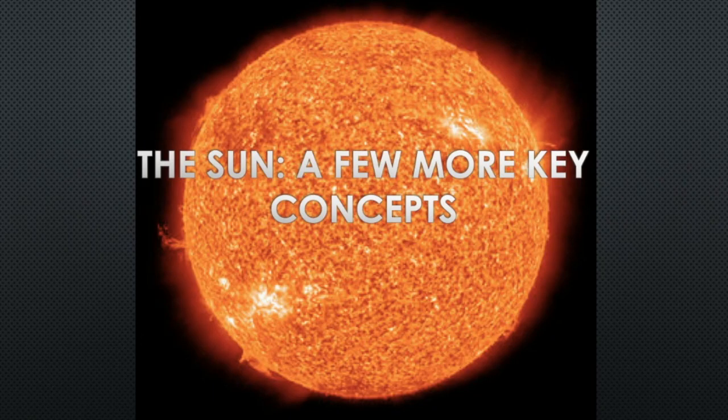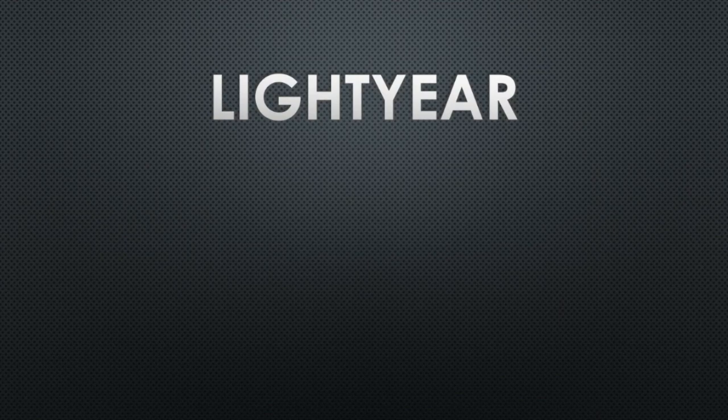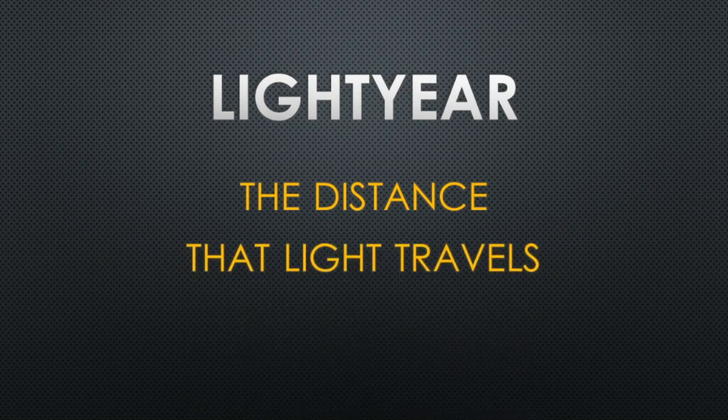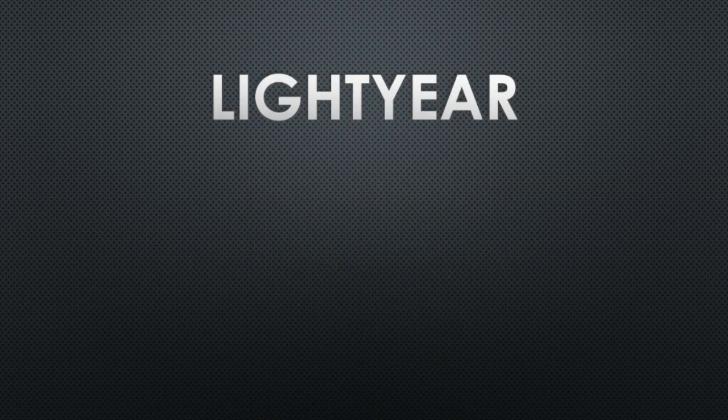Moving on, let's highlight a few more key concepts about the sun that have been challenging to 6th graders and other very intelligent humans during their study of astronomy. We're first going to talk about a light year. A light year, and I hope you're sitting down for this, is the distance that light travels in 1 year. So light year is indeed a distance. It's not a measurement of time, it is a distance.